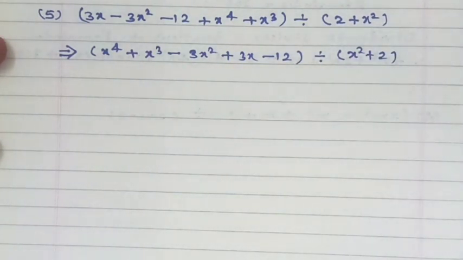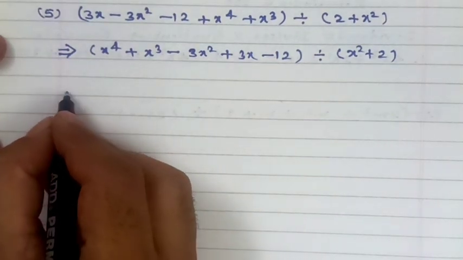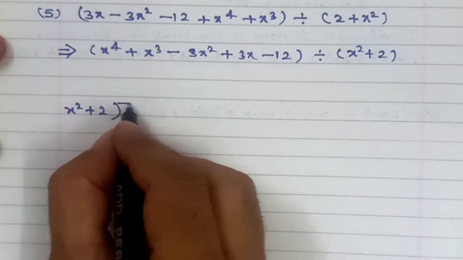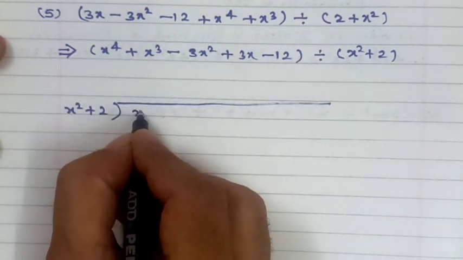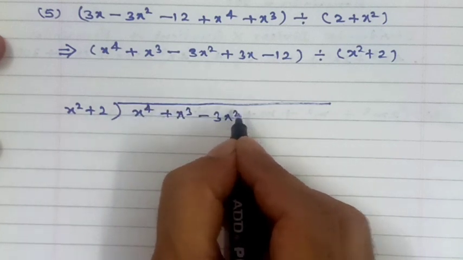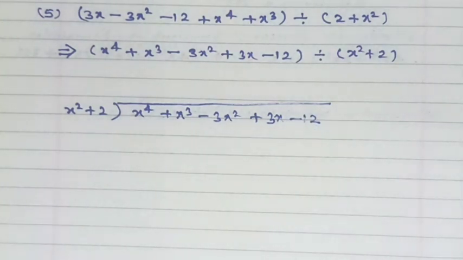Now let's divide. For this, write x square plus 2 outside and x raised 4 plus x raised 3 minus 3x square plus 3x minus 12 inside.